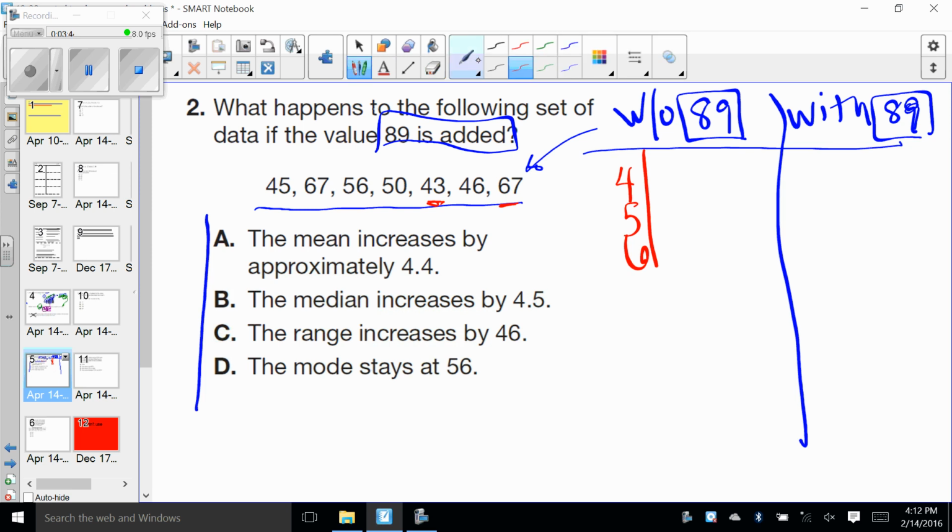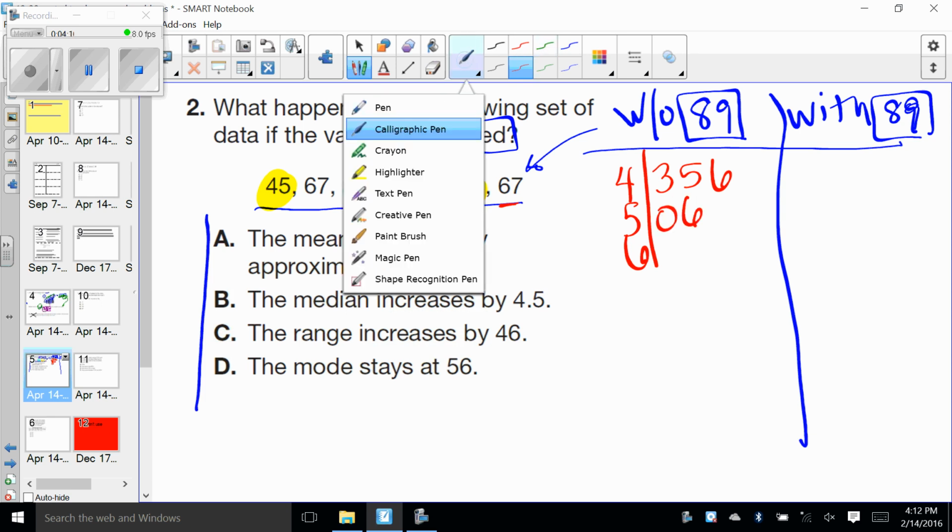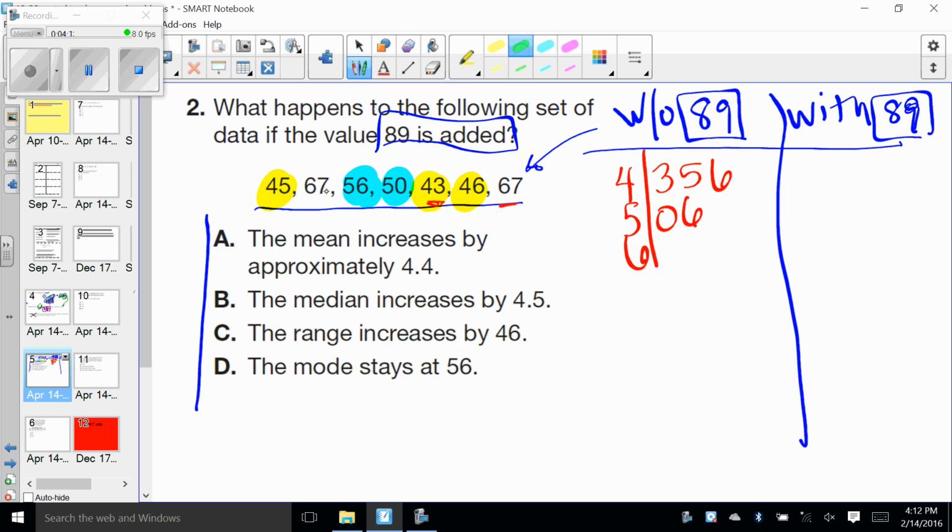Okay, so in our 40s then, we have 45, 43, and 46. So we're going to arrange those from least to greatest. So we have 43, 45, 46. Okay, in our 50s, then we have 50 and 56, least to greatest. So we have 50 and 56. And then in our 60s, we have 67 and 67. So that's all of our data points without the 89.